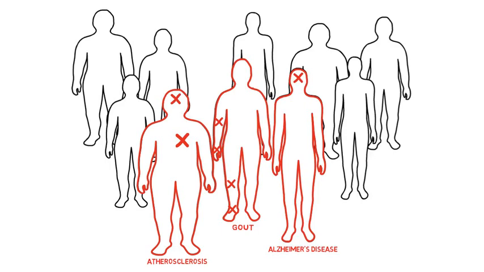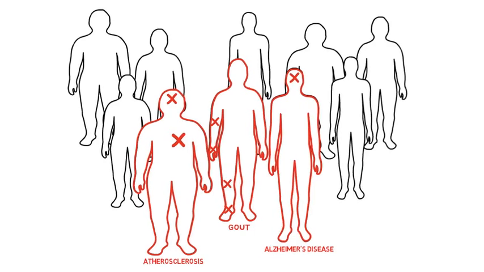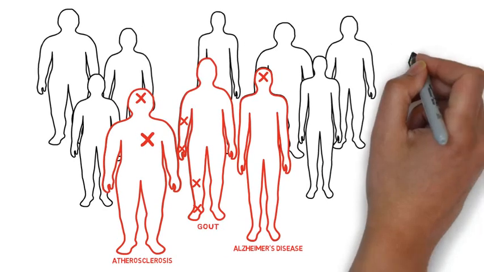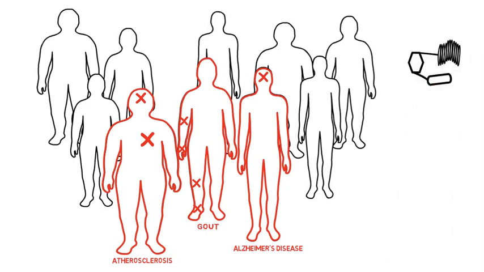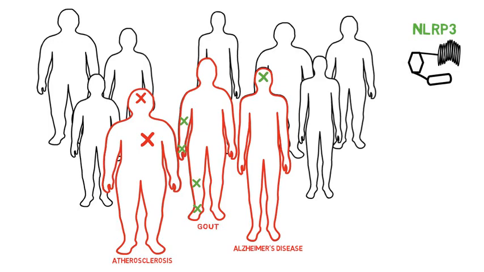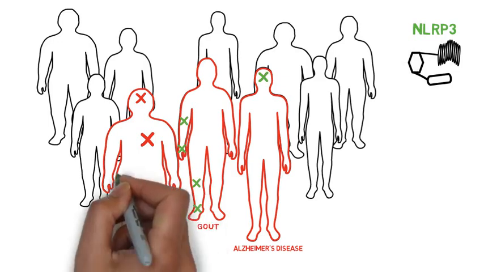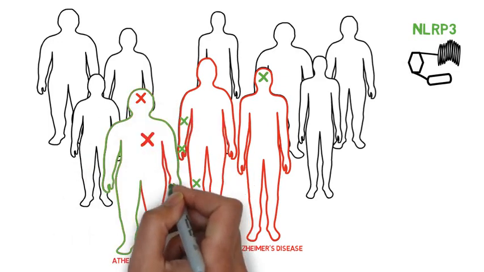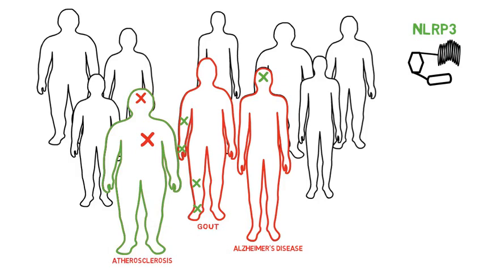Even though these diseases look so different from each other, they have something in common. In all diseases, an immune protein called NLRP3 is activated. For Alzheimer's disease, the activation occurs in the brain. For gout, it happens directly in the joints. And for atherosclerosis, NLRP3 plays a role in the walls of the blood vessels within the whole body.